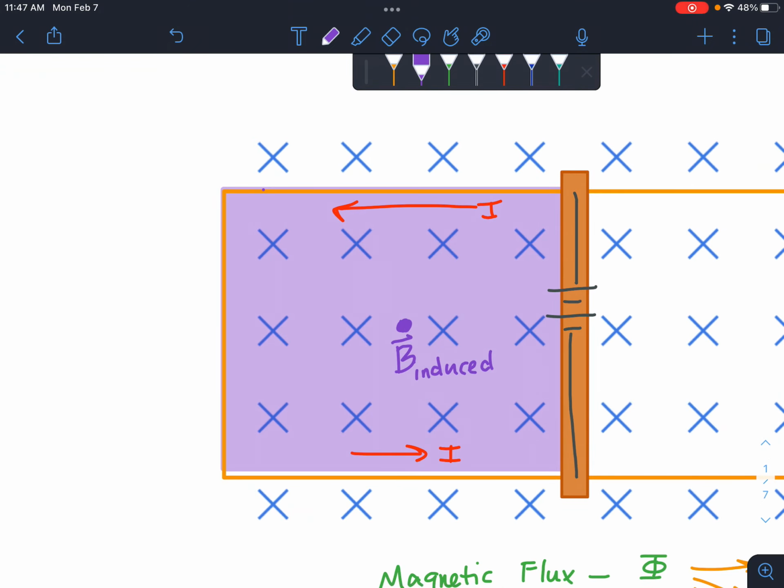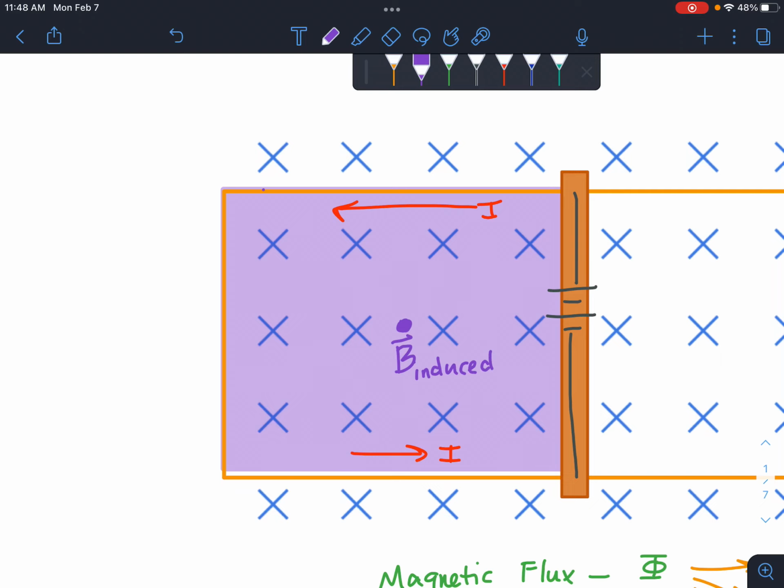The induced magnetic field. Okay, because there's an induced current caused by this bar moving to the right, the area is getting bigger. As I go to the right, I'm adding more x's to my area, and so I'm going to add a current that is going to produce dots, basically a magnetic field that is coming out of the screen towards me, not into the screen. And that's opposing the change.